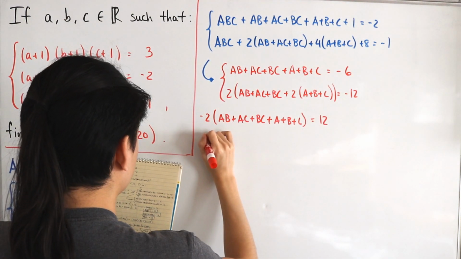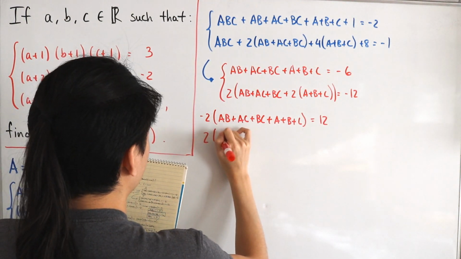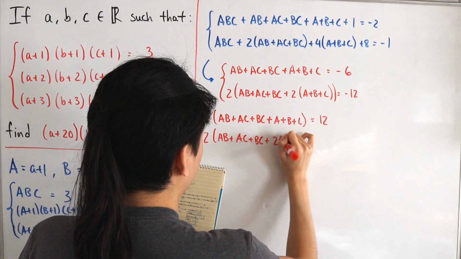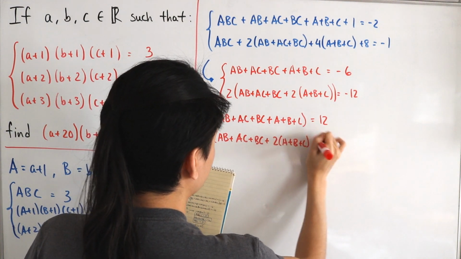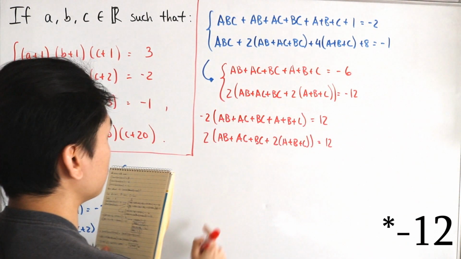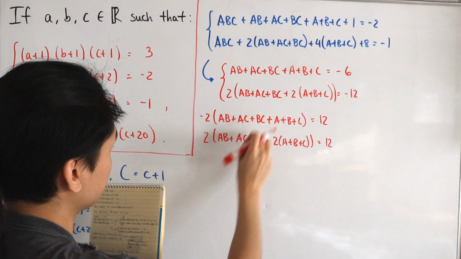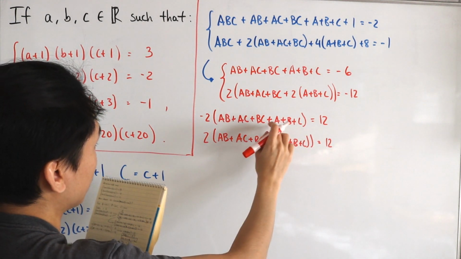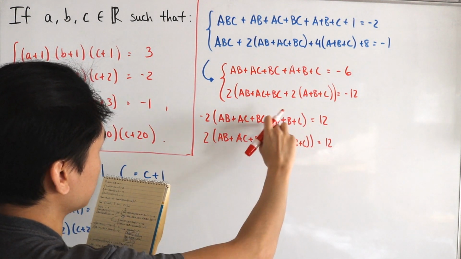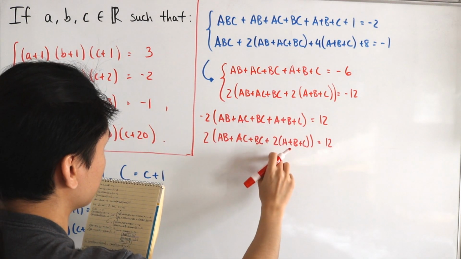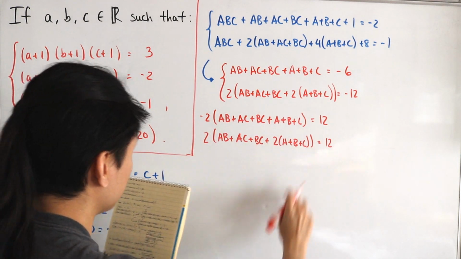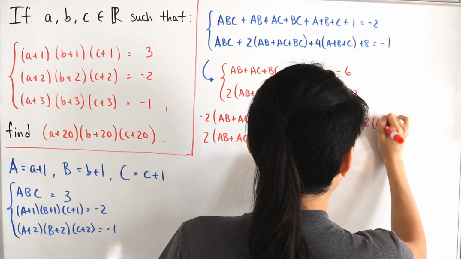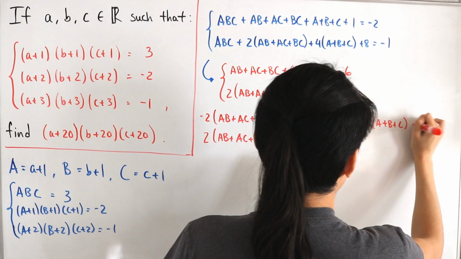Then on the bottom, of course, we still have the same thing: AB + AC + BC, added with 2 times (A + B + C). That's still equal to 12. So if I add these two together, notice that the AB, AC, BC from multiplying with the 2 cancel out. Then I distribute the 2 back in, so I have negative 2 plus 4 of (A + B + C), and then this just cancels to 0. So now I have 2 times (A + B + C) is equal to 0.